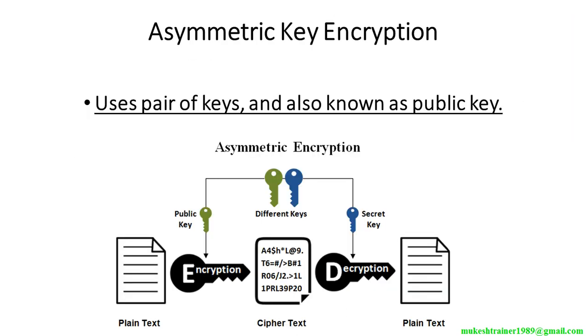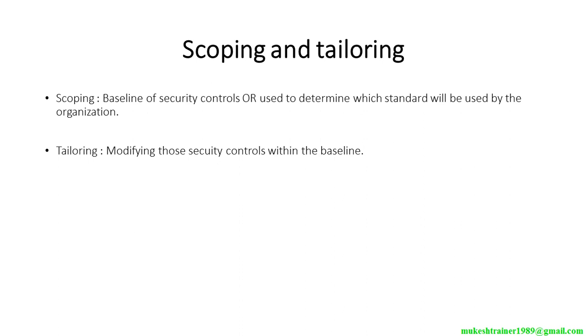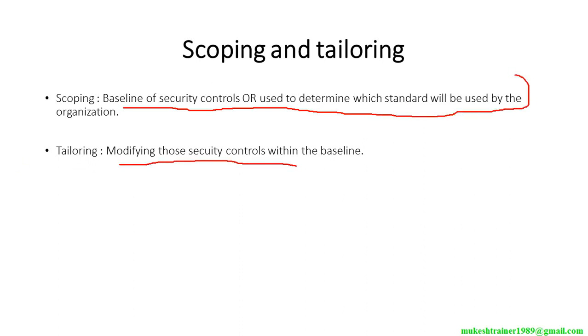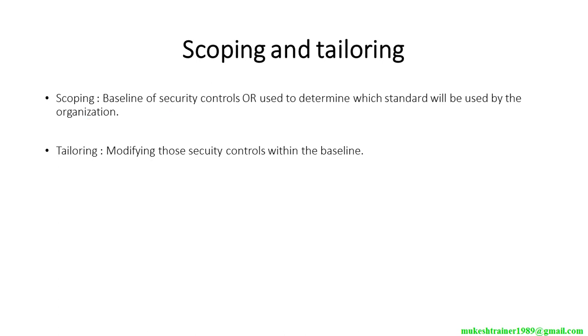So, guys, the last one is scoping and tailoring. Scoping is a baseline of security controls, used to determine which standard will be used for the organization. Tailoring modifies those security controls within the baseline. So, by looking at the needs of your organization, you can decide. It is not that this one is better than that one, it is what your requirement is. Are you a bank or an IT organization or a finance organization or a sales and marketing company? By looking at that, you can decide.